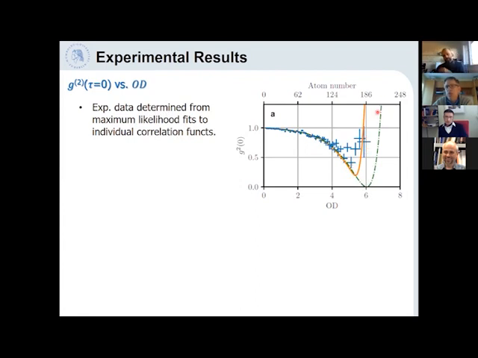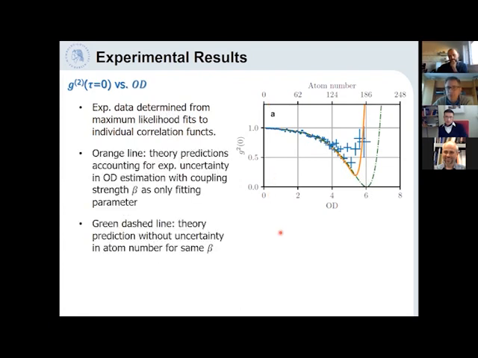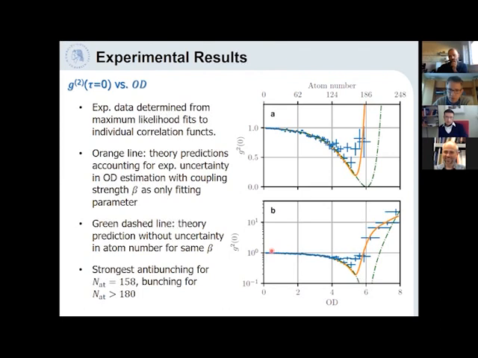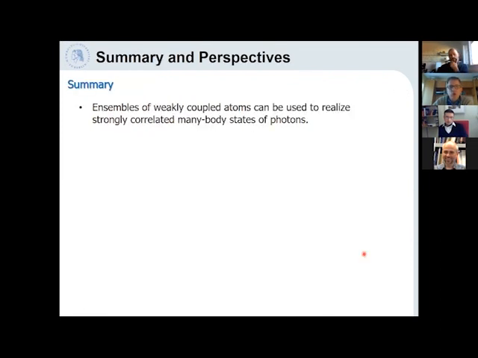And of course, you see a transition here to bunching for about 180 atoms, but to see the bunching, we then have to go to a log scale, since this is a linear scale. So this is what you see here. On a log scale, we can also show that we actually observed here for higher optical depths going up to 8, bunching with G2 values of about 20. Okay, so this was the largest bunching we could observe, and the transition from anti-bunching to bunching takes place at about 180 atoms.